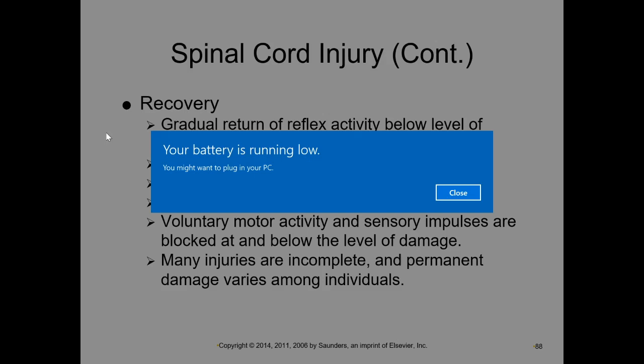Let me plug up. My battery is running low. There we go.